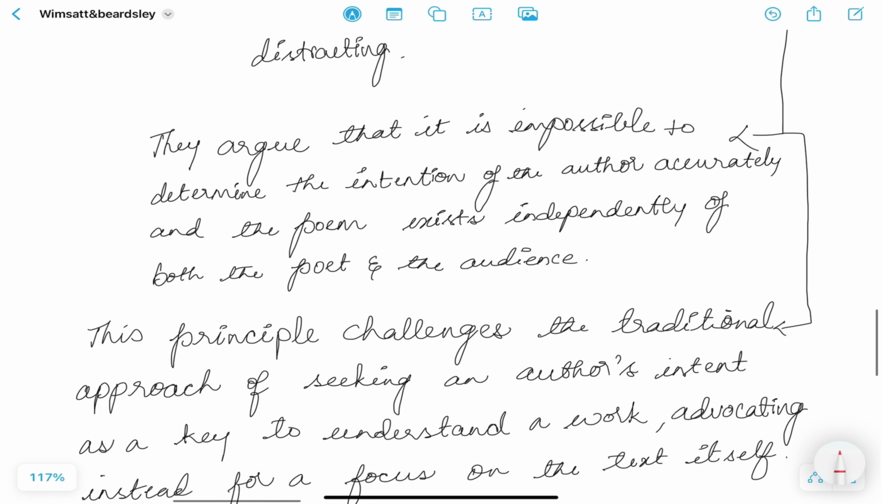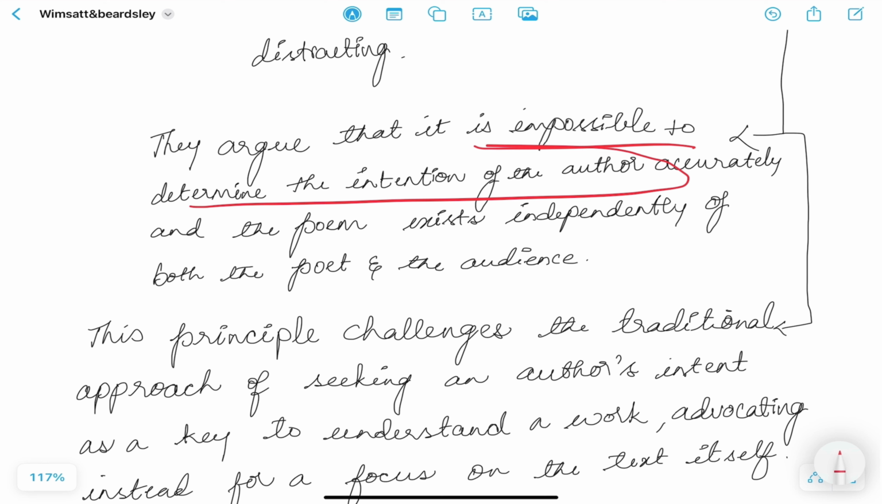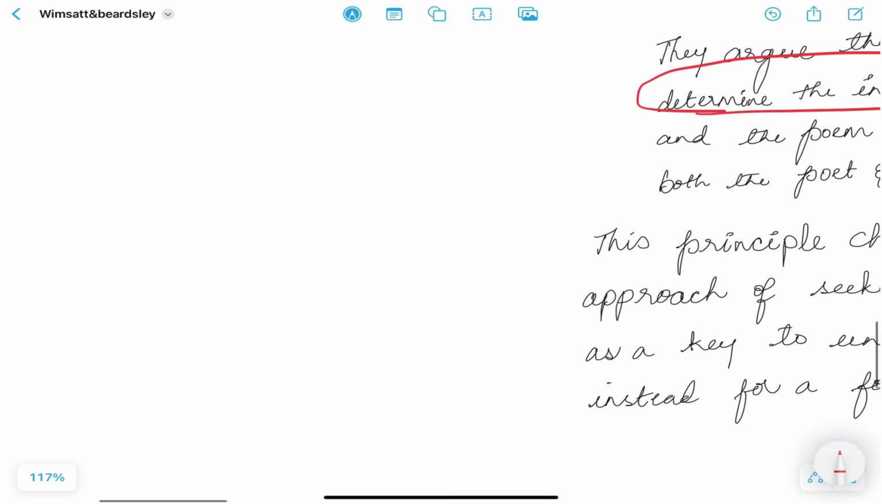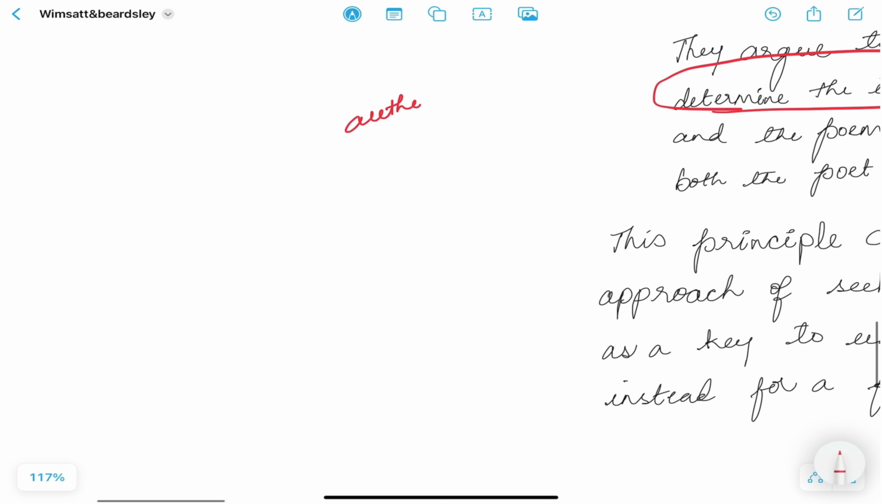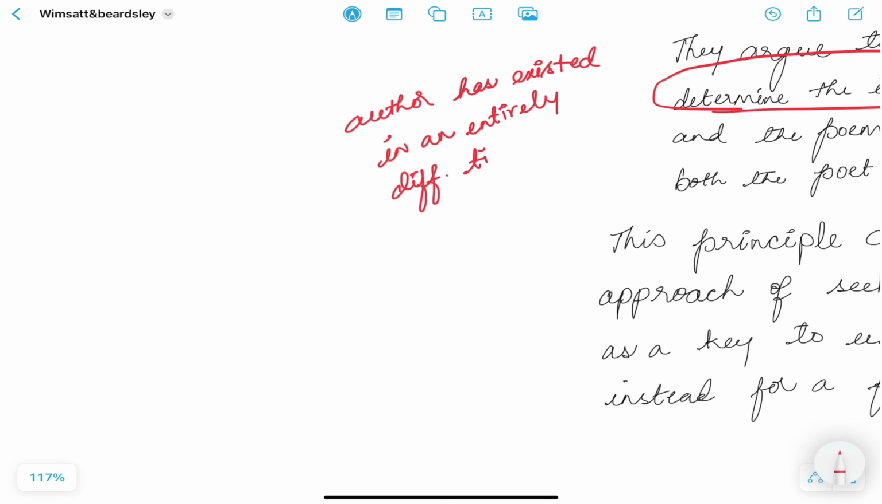And they also argue that it is impossible to determine the intention of the author accurately, and the poem exists independently of both the poet and the audience. See, the author has existed in an entirely different timeline. He might also be from a different culture.